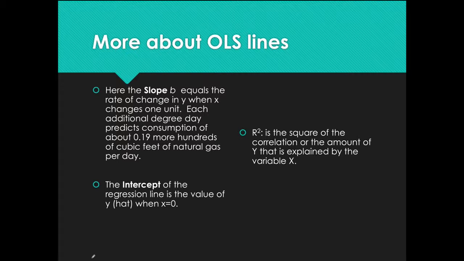Okay, the slope, or beta, equals the rate of change in y when x changes 1 unit. Each additional degree, in this case, let's say we're looking at weather, each additional degree day predicts consumption of 0.19 more hundreds of cubic feet of natural gas per day.